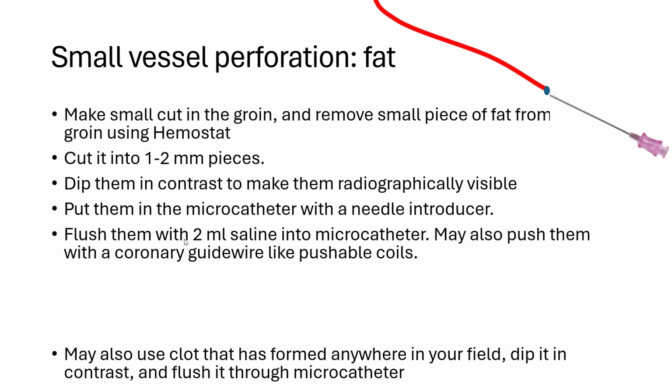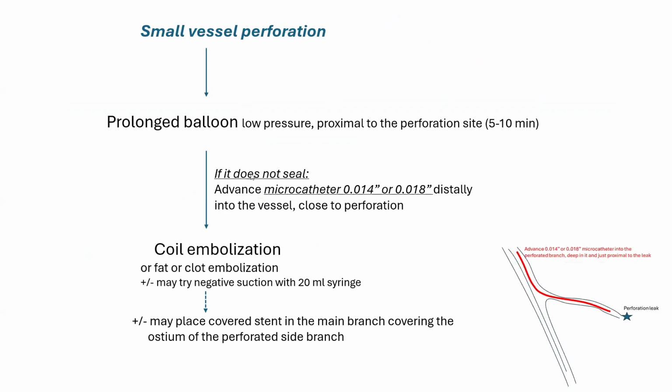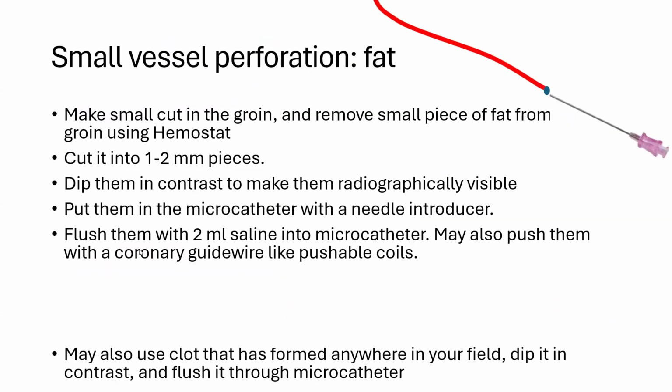Then you flush them with a 2 milliliter saline syringe into the microcatheter all the way into the coronaries, and having dipped them in the contrast helps confirm that you have advanced them all the way to your perforated branch. You may alternatively push them with a coronary guide wire like pushable coils, but typically it's better to flush them with a 2 milliliter syringe. You may also use clot instead of fat.